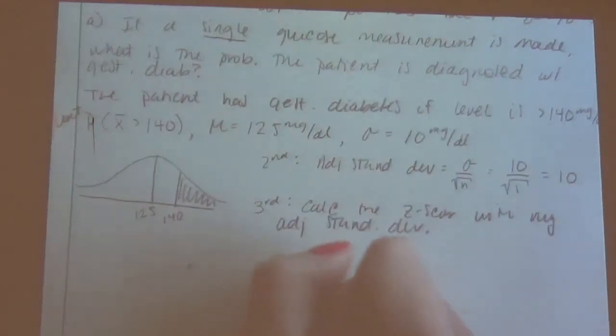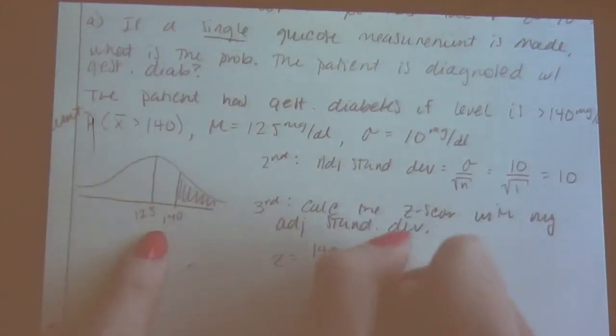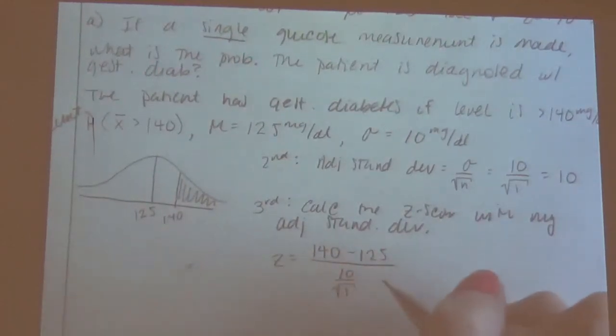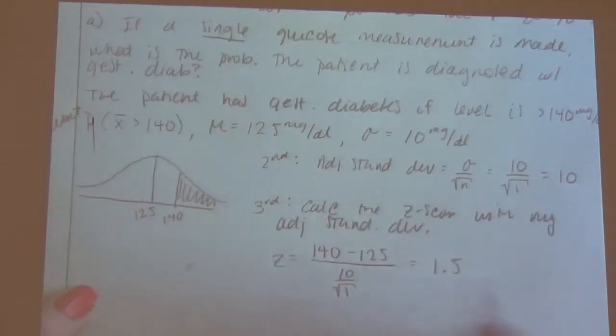Okay, so here I'm going to have z equals, I'm looking at the value 140, so 140 minus 125, that's my mean, divided by technically 10 over square root of 1, or you could just write 10 if you wanted. If we do this calculation, we'll see that we get 1.5. So we get the z-score of 1.5.